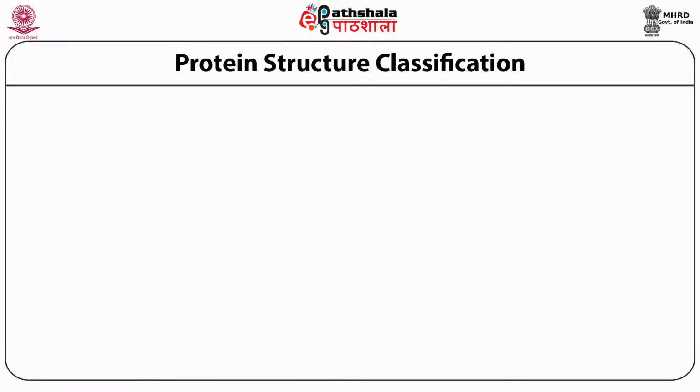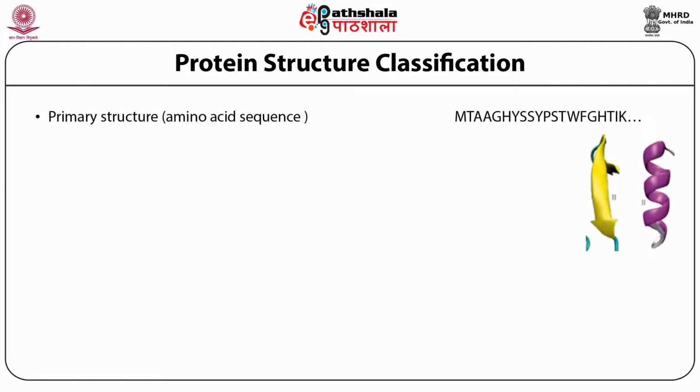Protein structure classification. We already said protein is important, and protein is a polypeptide which folds into a folded conformation, which is the active conformation. Now, protein structure can basically be classified into four: primary structure, secondary structure, tertiary structure and quaternary structure. As you see here, primary structure is nothing but the information about the amino acid sequence: M, T, A, G, H, Y, S, S. So there is a sequence. This is the amino acid sequence of the given protein.